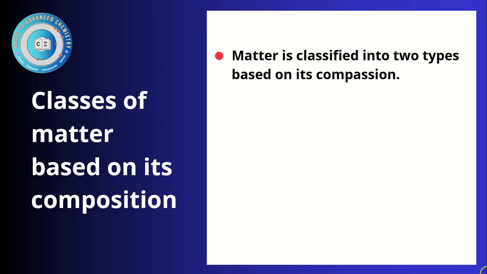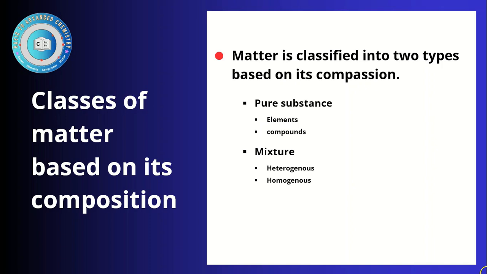Matter is classified into two types based on its composition. The first one is pure substance and the second one is mixture. Pure substance includes elements and compounds, whereas mixture includes heterogeneous and homogeneous mixtures. Let us see one by one.